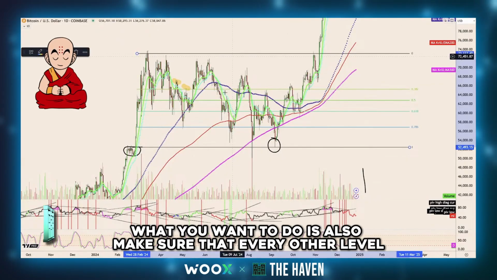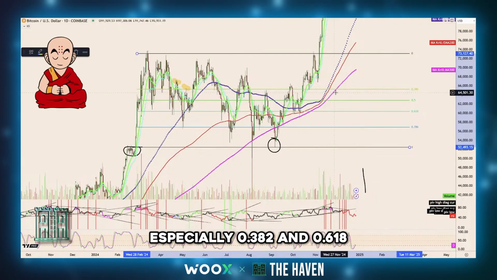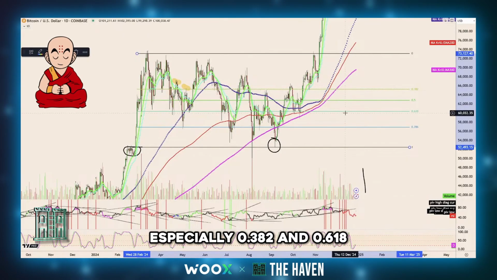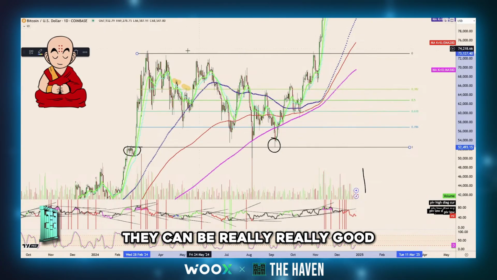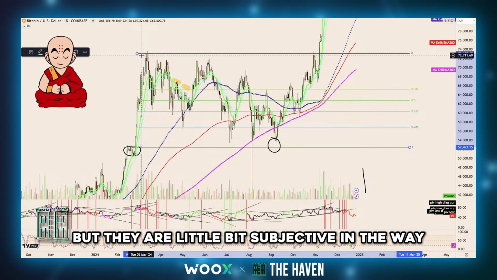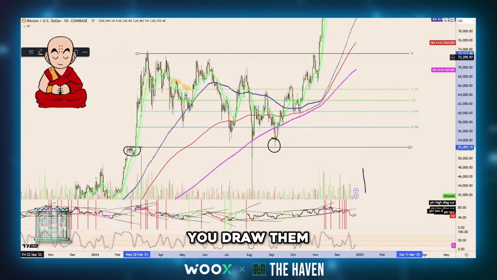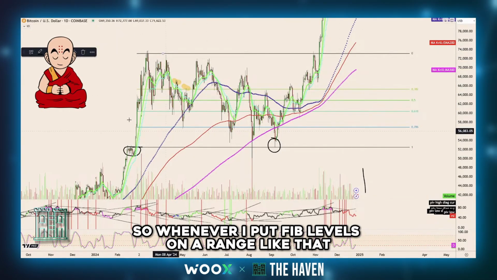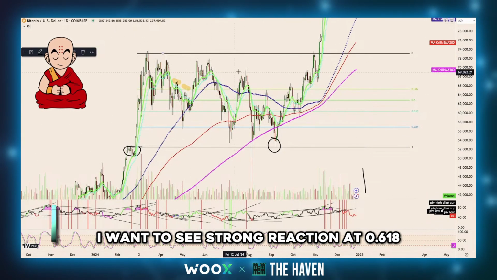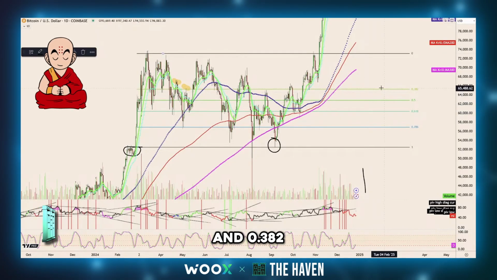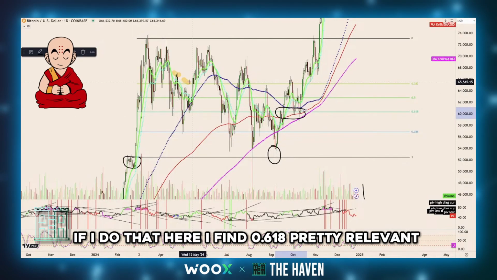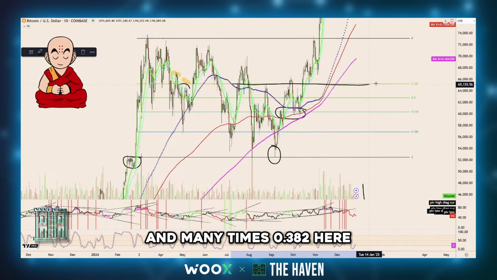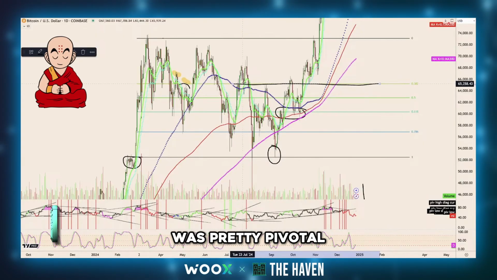And then what you want to do is also make sure that every other level, especially 0.382 and 0.618, are relevant on the chart. That's the problem with Fibonacci levels. They can be really good, but they're a little bit subjective in the way you draw them. So whenever I put Fib levels on a range like that, I want to see strong reaction at 0.618 and 0.382. If I do that, here I find 0.618 pretty relevant, and many times 0.382 here was pretty pivotal, I would say.